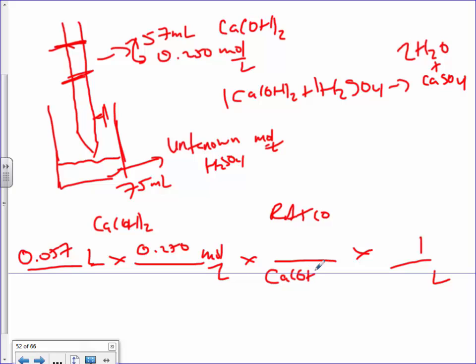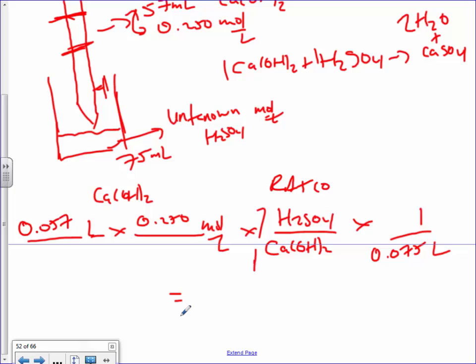Then we don't want to know about calcium hydroxide anymore. What we'd rather know about is H2SO4. But again, it's a nice 1 to 1 ratio, so that doesn't change much. And then last step, we want to divide by the volume of H2SO4, so that's 0.075. I'm just dividing all those by 1,000, by the way. So that's it. I got 0.19 when I'm done.